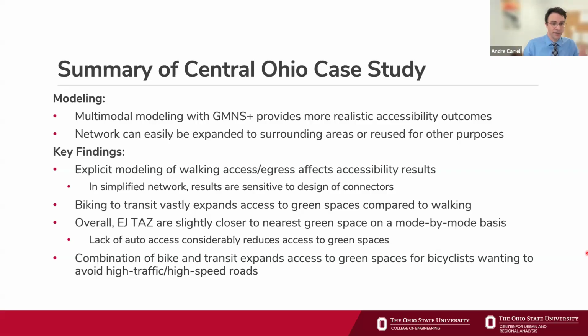The key findings that we've made, to summarize these 4 results, are, first of all, that explicit modeling of walking access and egress really affects the results. In a simplified network, results are sensitive to the design of connectors. Then biking to transit vastly expands access to green spaces compared to walking. Overall, the EJ TAZs that were identified are slightly closer to the nearest green space on a mode-by-mode basis, but the lack of auto access considerably reduces access to green spaces. And then finally, a combination of bike and transit expands access for bicyclists who want to avoid high-traffic, high-speed roads.